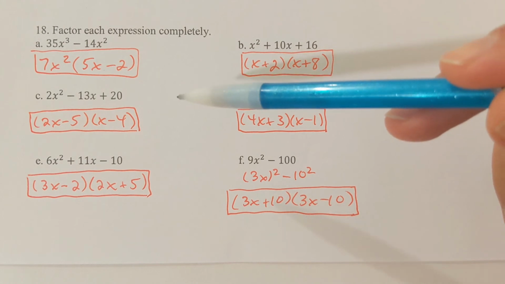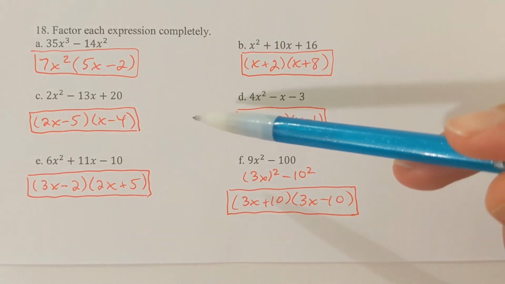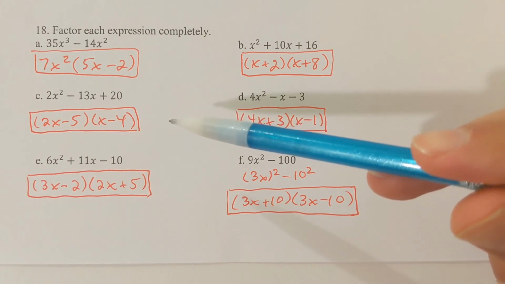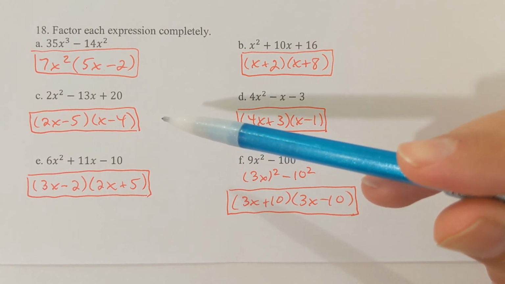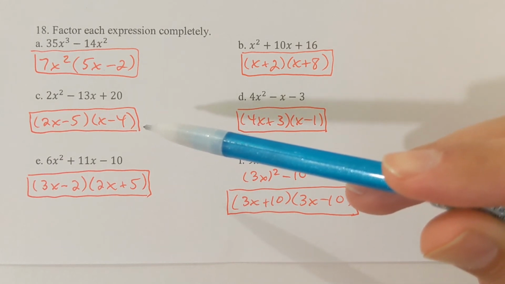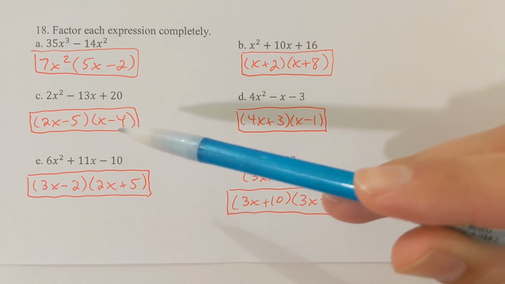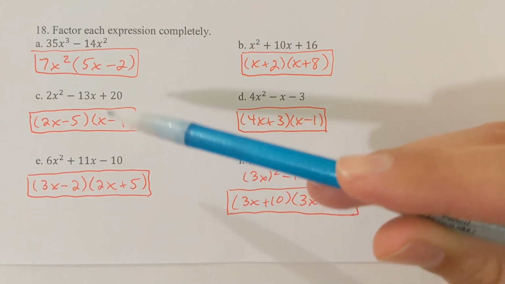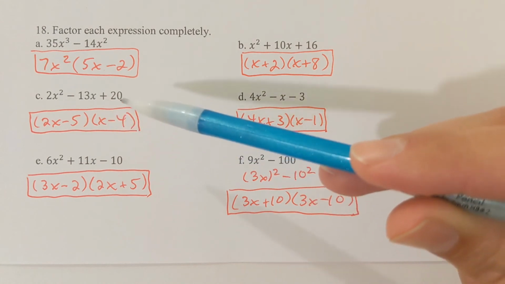2x squared minus 13x plus 20 gives me, when I factor this, 2x minus 5 times x minus 4. And I can check that. So 2x times x is 2x squared. Negative 8x minus 5x gives me negative 13x. Negative 5 times negative 4 gives me 20.